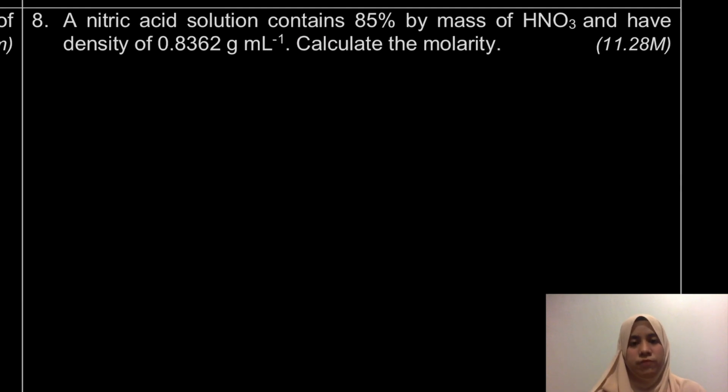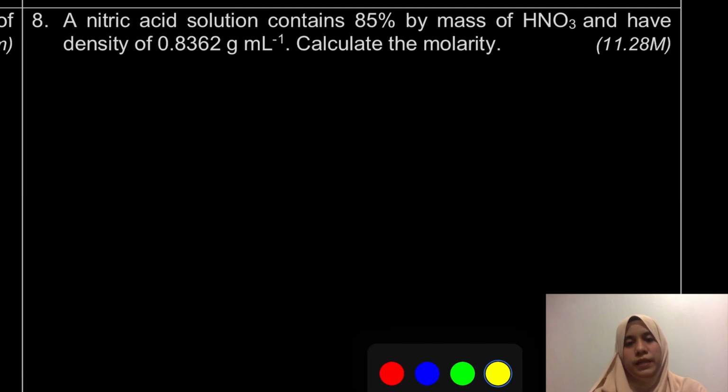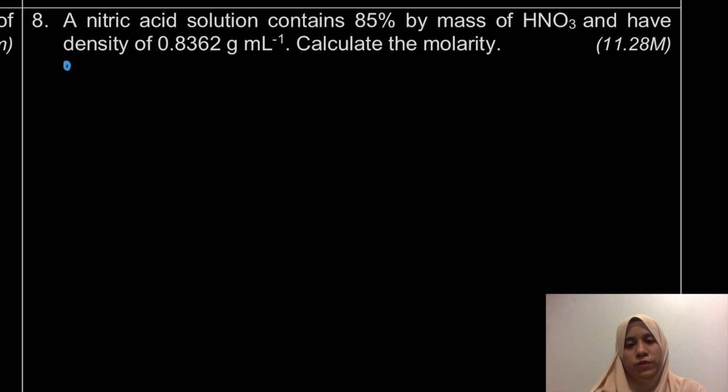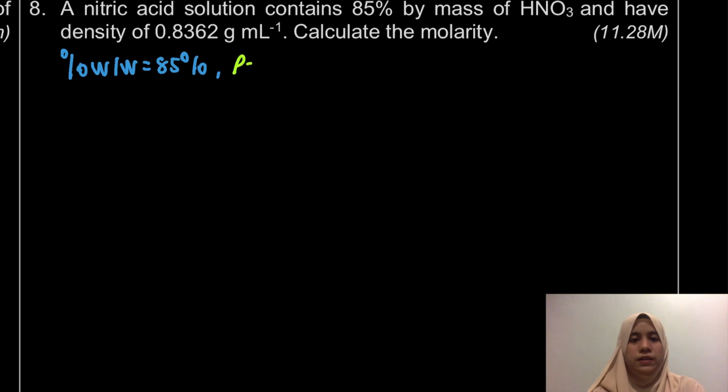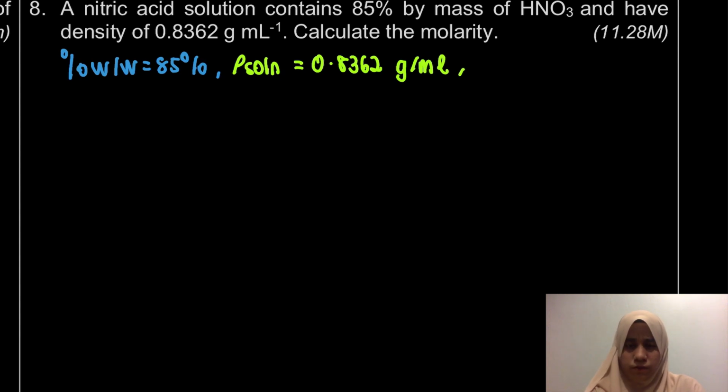Tu boleh buat sendiri. Okay, now let's look at question number 8. For question number 8, let's write down the information and the question. The information that we have is the percentage by mass and the density of our solution. Selalunya memang dia bagi the density of solution. They ask us about molarity, which is your capital M.